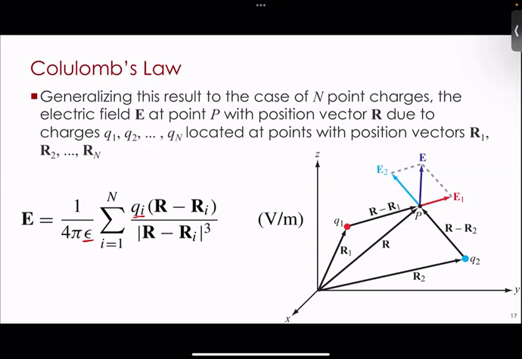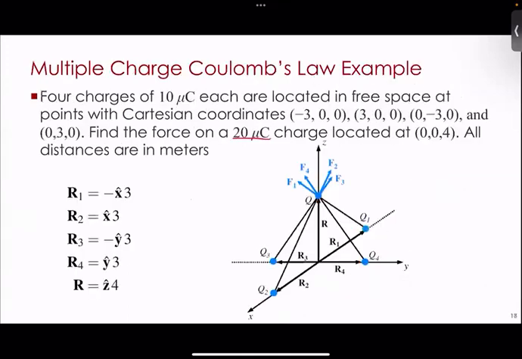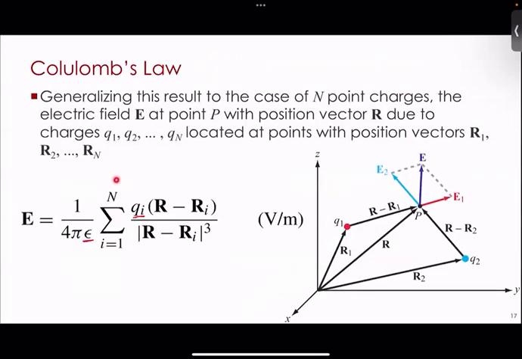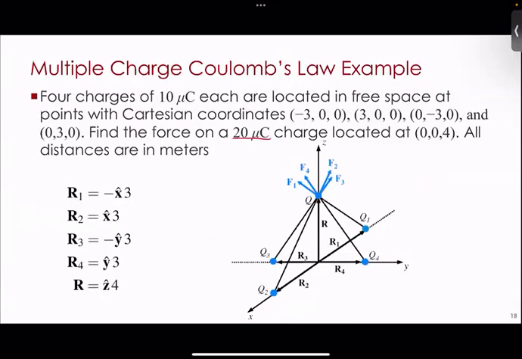So Qi, these are the 4 charges. So we've got N equals 4 right there. We go through them 1, 2, 3, 4. 1 over 4 pi epsilon naught, we don't need to worry about that much. That's the same for all of them, right? Qi is also the same for all of them. It's 10 microcoulombs.